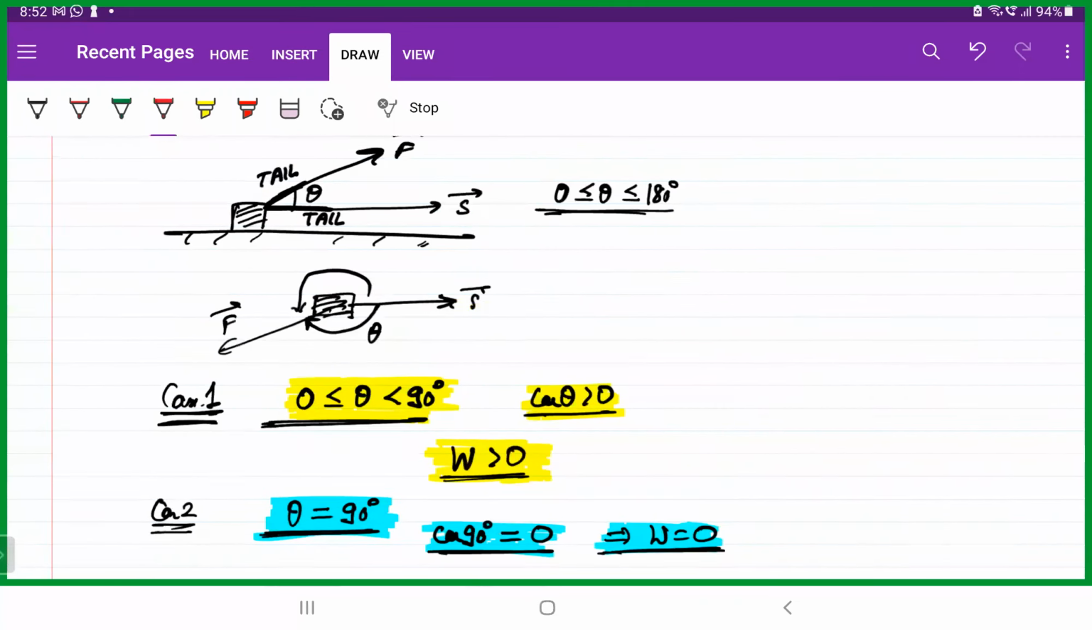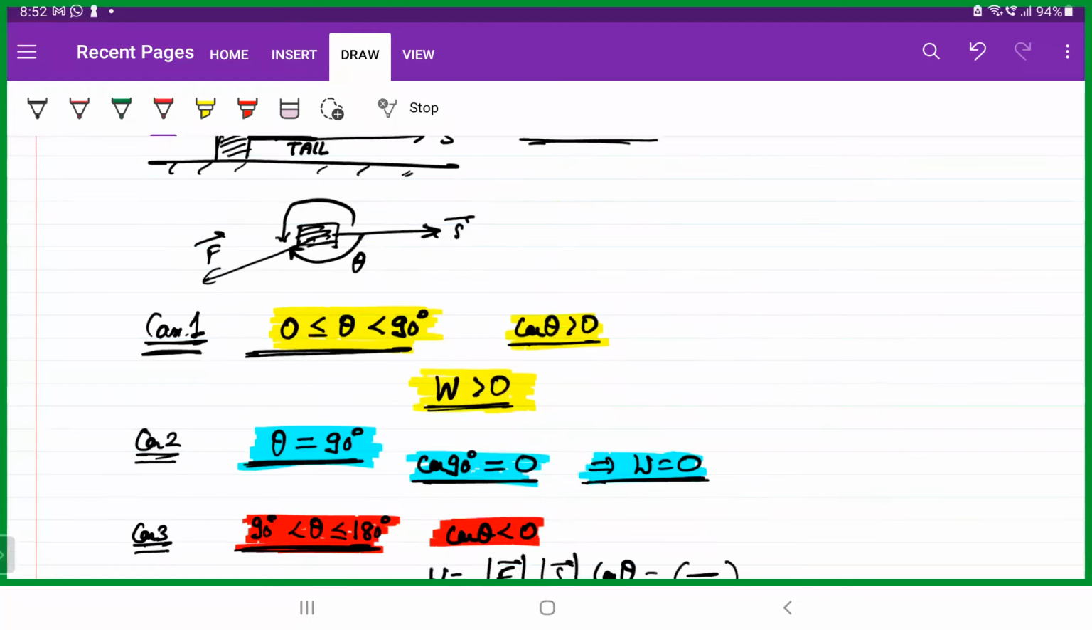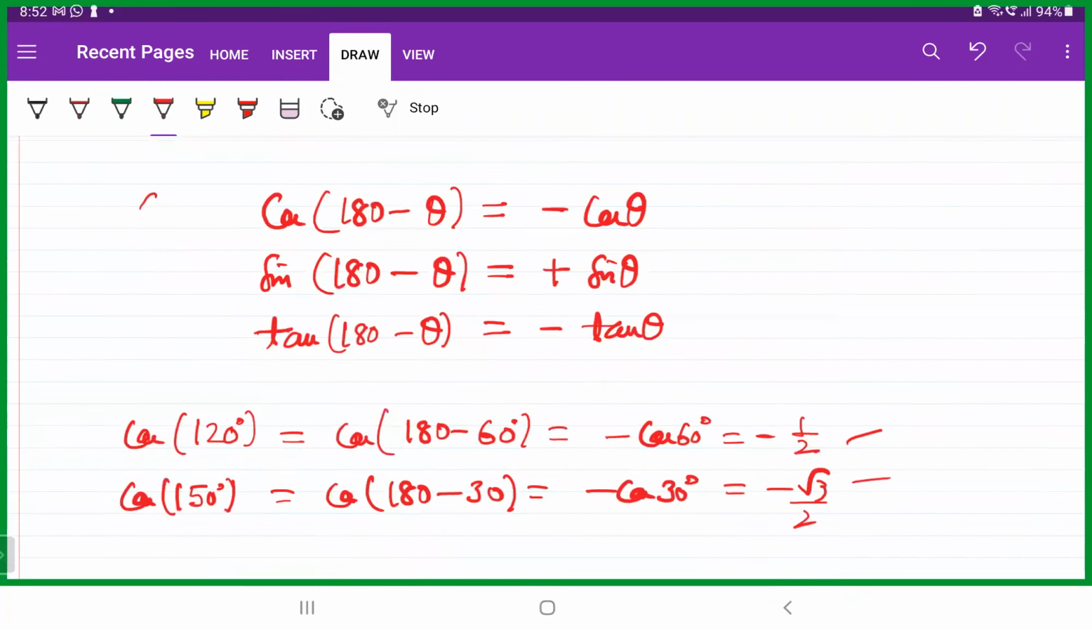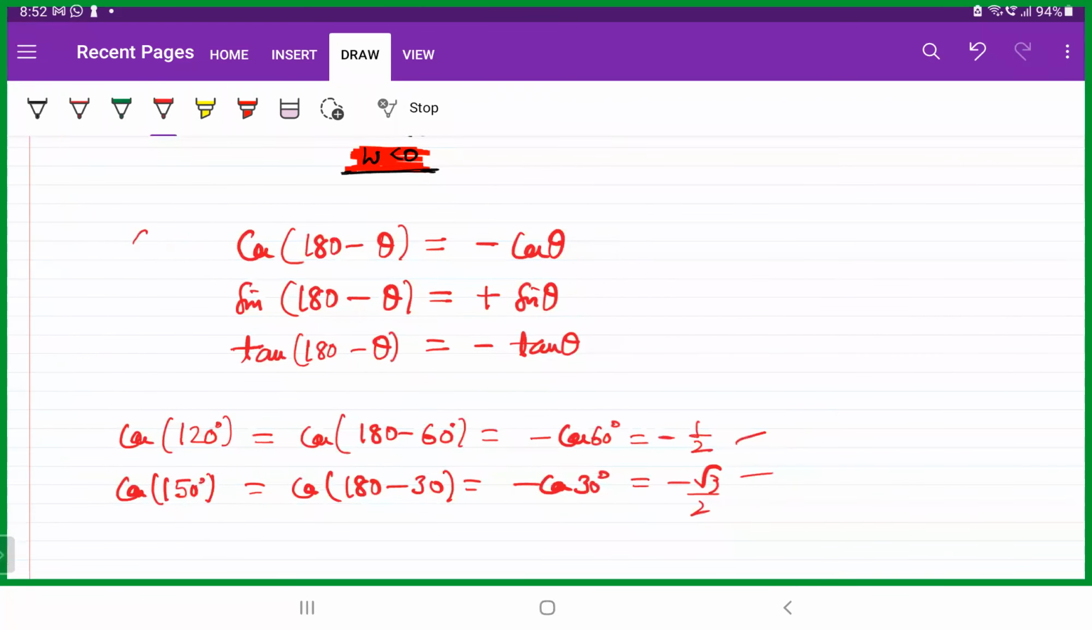Yes, sir. In this, sir, why have we taken 60? Why not 120? Huh? What will you write? Cos 120 equal to cos 120, then we'll again write cos 120. How will we solve it? In the bracket, after 120, cos of 180 minus 60, sir. Why have we taken 60?